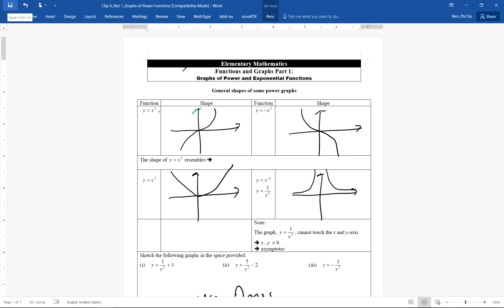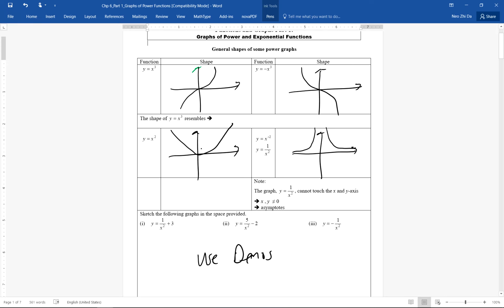Okay, so y equal to x power 3. This is the shape. It looks like a water snake. Okay, if it's a negative, this thing will go up and this thing will come down. Now y equal to x squared, it looks like that, happy face. Okay, but if it's 1 over x squared, it's going to be like that. Now both sides cannot touch the y and x axis, so they'll be very close. Okay, but they cannot touch lah. So you can imagine this one break it up become here, this one break it up become here.